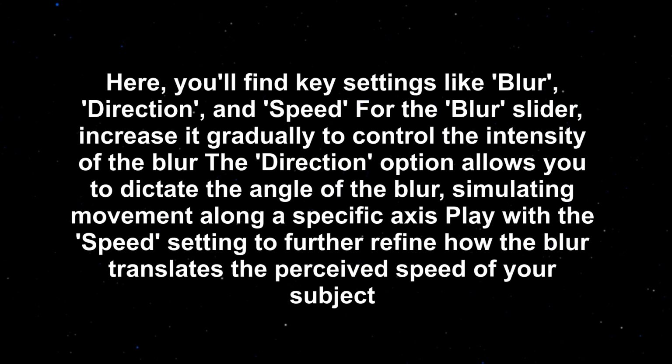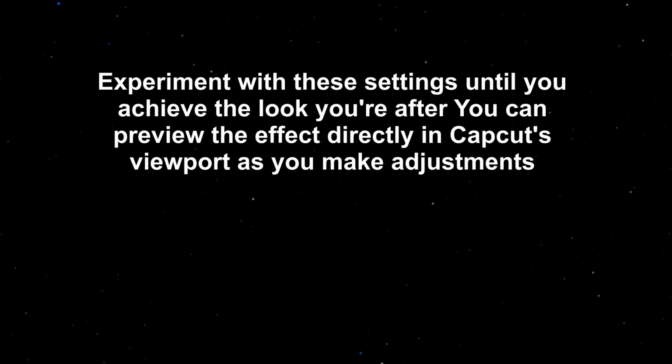The direction option allows you to dictate the angle of the blur, simulating movement along a specific axis. Play with the speed setting to further refine how the blur translates the perceived speed of your subject. Experiment with these settings until you achieve the look you're after. You can preview the effect directly in CapCut's viewport as you make adjustments.